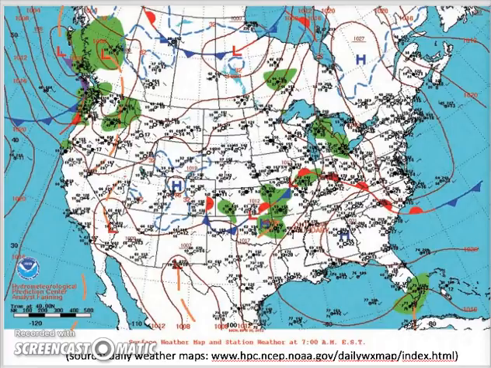An analysis uses the pressure data to draw isobars of equal pressure, usually at 4 or 5 millibar intervals, and weather fronts. There are special symbols for different frontal types. Warm fronts are marked by semicircles pointing in the direction of movement, cold fronts by triangles, and occluded fronts by alternating semicircles and triangles. High pressure centers are marked by H and low pressure ones by L.